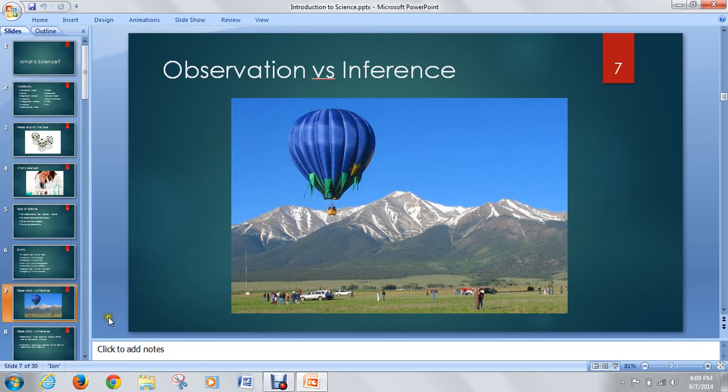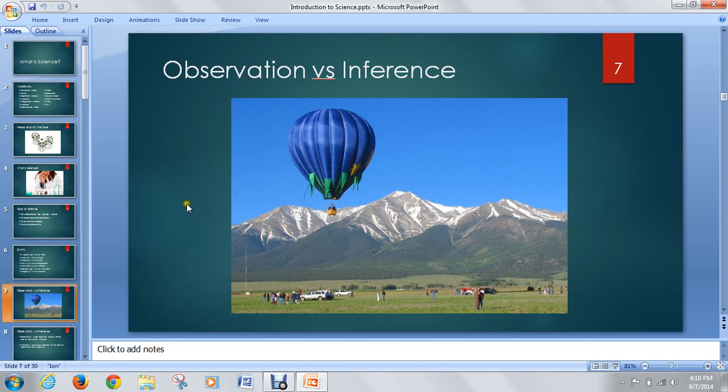Then we talked about the difference between observation and inference. So an observation is anything you can directly sense. So for example, in this picture, I can see that this balloon is blue. I could smell smoke in a room, right? I can feel the hardness of a rock. Again, anything you can directly sense with one of your five senses, whereas an inference is something you can determine from that. So for example, I can see that there's snow on these mountains.